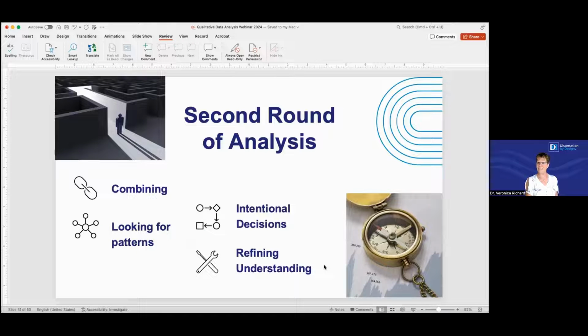Second round of analysis, I'm going to go through this really quickly because we're running out of time. I knew I would run out of time. So we're combining light codes. We're looking at the meaning being conveyed and trying to find patterns. This is where I start making some very intentional decisions and where I come to new understanding.